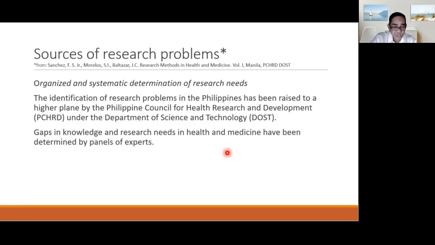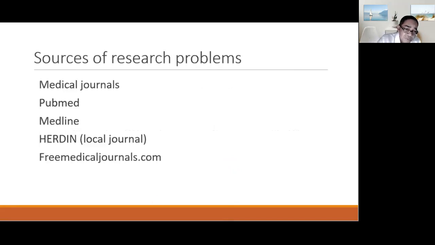You can actually search for that, and then you can make researches aligned with NUHRA. As a matter of fact, if you want to make researches, then you make researches aligned with NUHRA, your research can be funded.